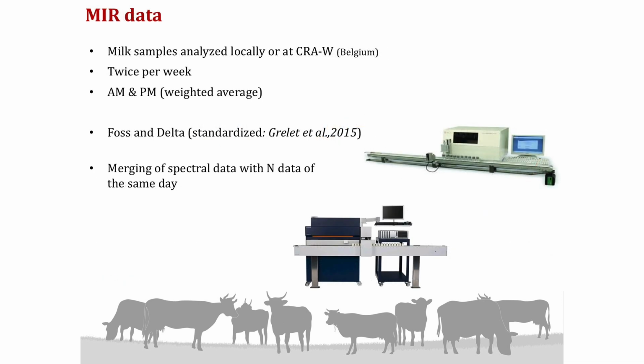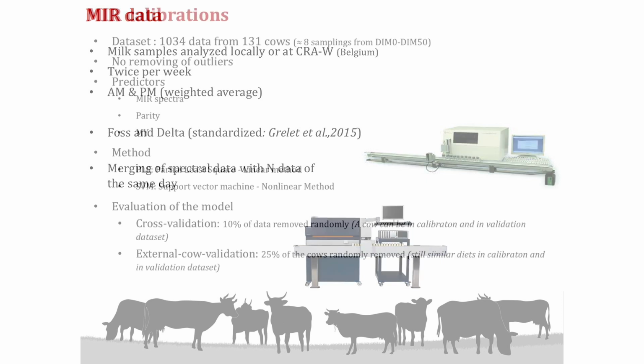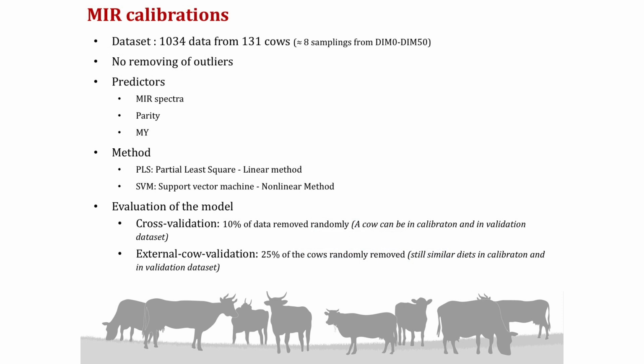Okay, the spectra are taken exactly in the same condition as previously. And for the mid-infrared calibration, we have no removing of outliers. We use, in this case, as predictors, the spectra. We had the parity and the milk yield.